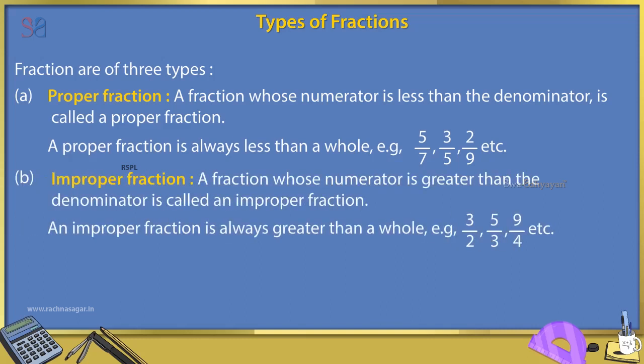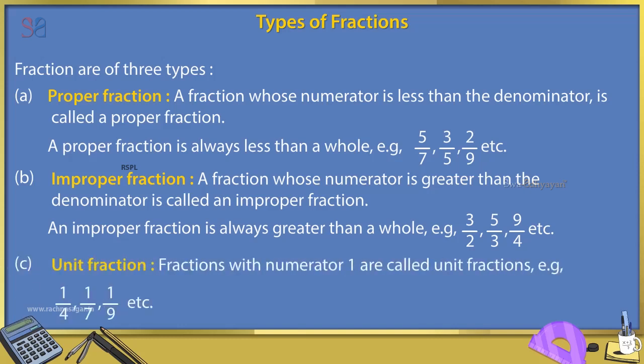B. Improper fraction. A fraction whose numerator is greater than the denominator is called an improper fraction. An improper fraction is always greater than a whole. Example. 3 by 2, 5 by 3, 9 by 4, etc. C. Unit fraction. Fractions with numerator 1 are called unit fractions. Example. 1 by 4, 1 by 7, 1 by 9, etc.